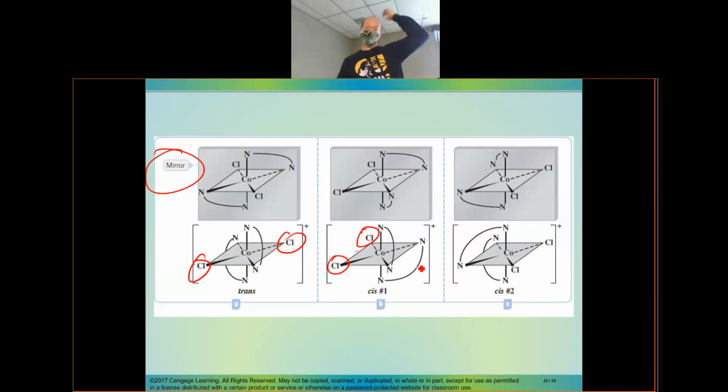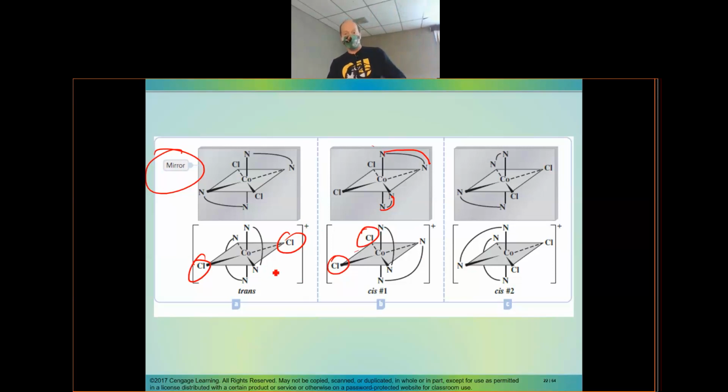And for the trans, the mirror image is exactly the same. But for the cis, since these linkages do not line up correctly when you take the mirror image of your cis, the cis has 2 enantiomers. And so you have your 3 stereoisomers: trans, cis number 1, and cis number 2. I am not going to put octahedral ones on the test, but the test you need to know.